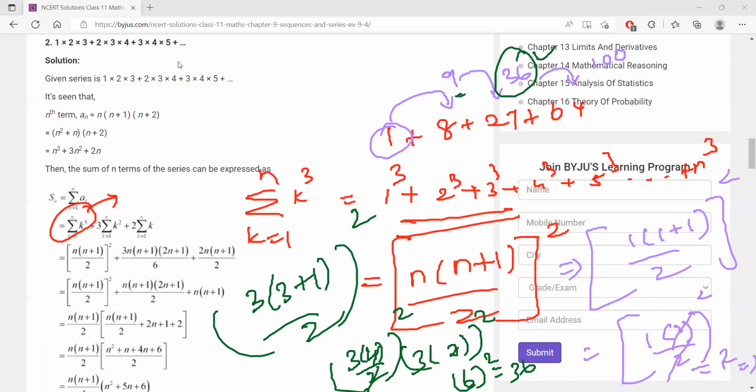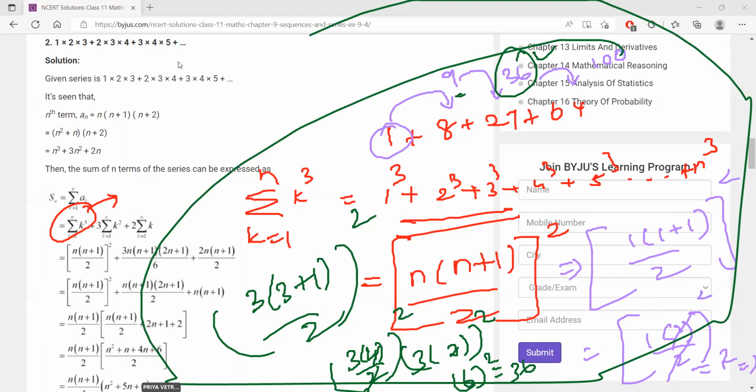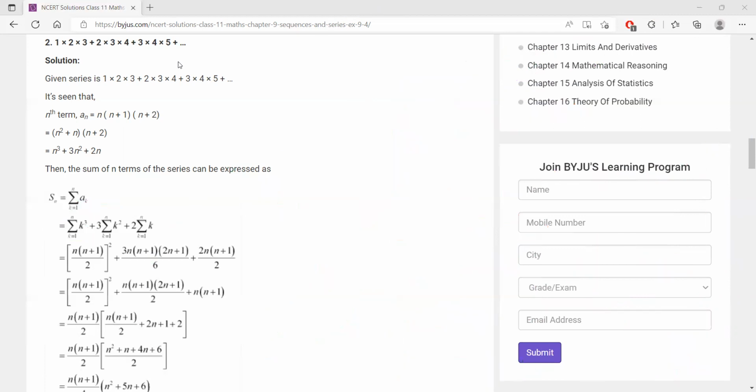Okay, I'm just showing you a proof of why you are writing this n into n plus 1 by 2 the whole square for the cube. Can you understand? This is not a part of a problem. I'm just explaining this. So k cube can be written as n into n plus 1 by 2 the whole square.